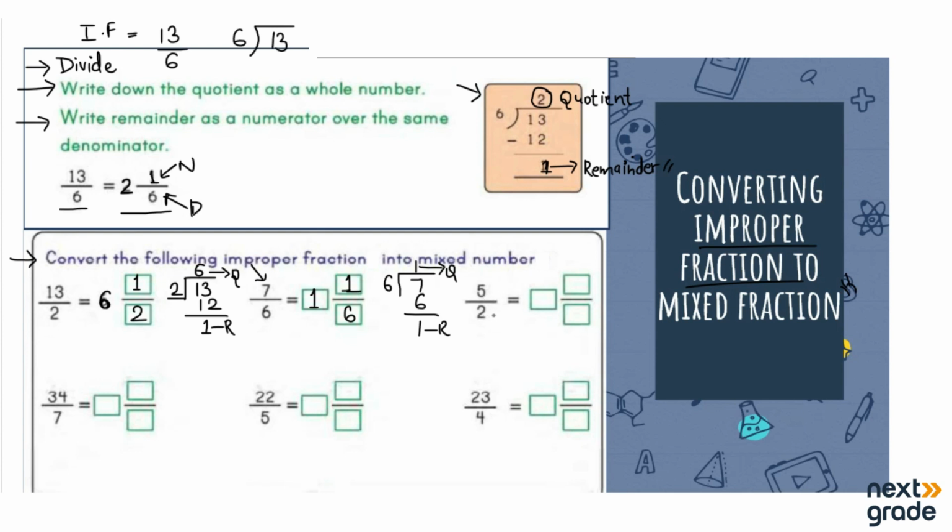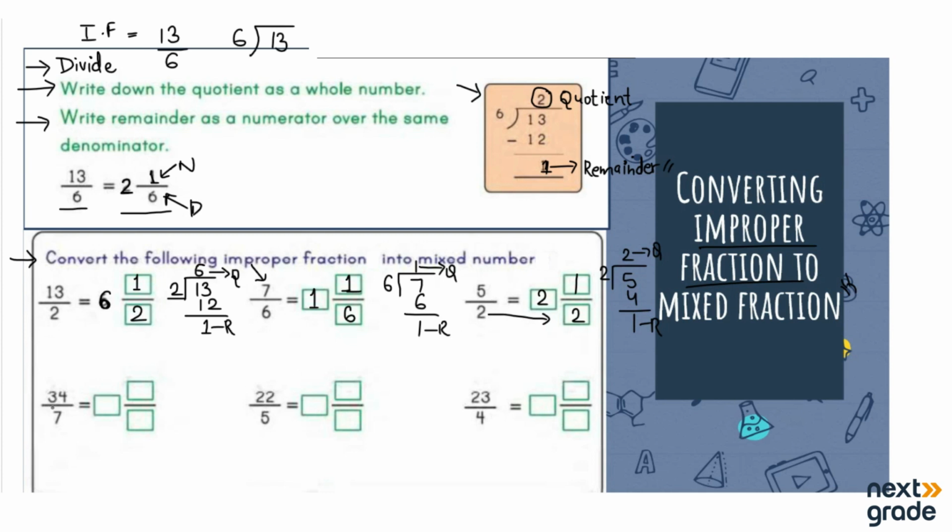Next question is 5 over 2. So let's do the math and write the 5 inside, 2 outside, 2 2s are 4. Alright, so 1 is going to be the remainder, 2 is going to be the quotient. So we'll start with the quotient and write it as the whole number. We're going to write the remainder 1 as the numerator, and we're going to write the same denominator, that is 2. Okay, so this is your mixed fraction of the given number.